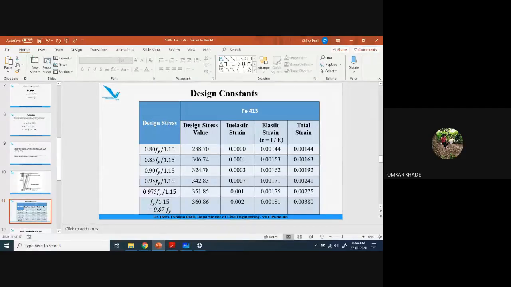But why is there a need to interpolate? We can just directly use the value which we want. Suppose the stress is coming as say 0.93 fy upon 1.15. Yes. 0.93 fy upon 1.15. Okay, how will you find out the total strain for this value?